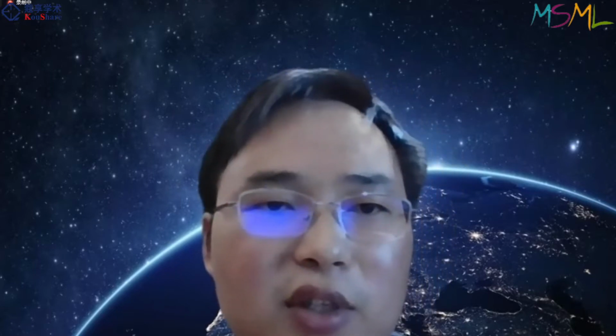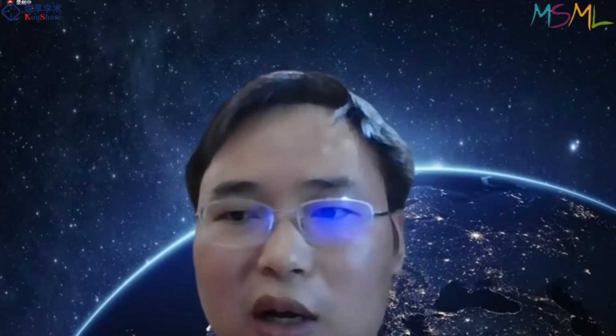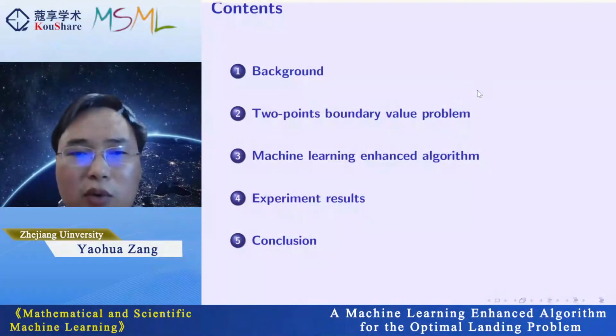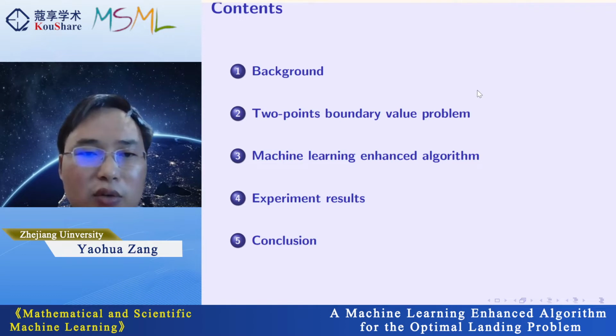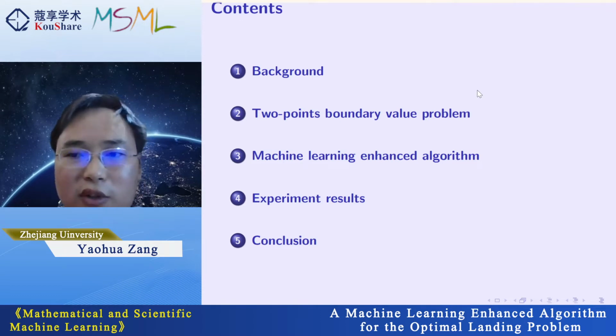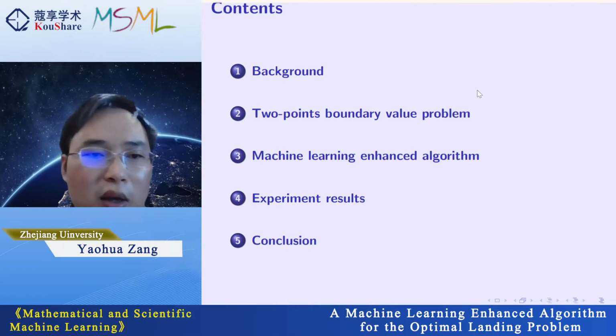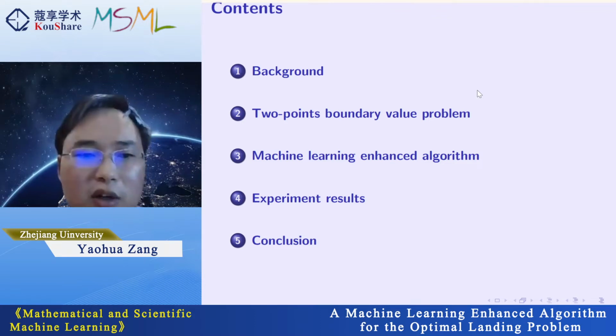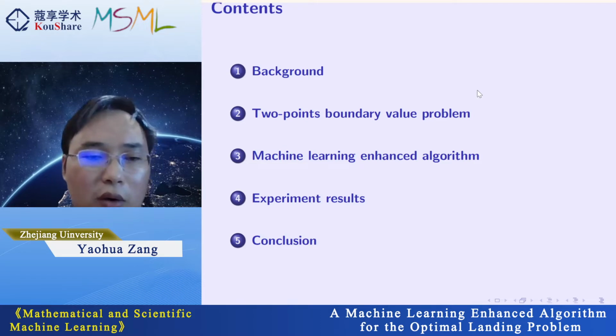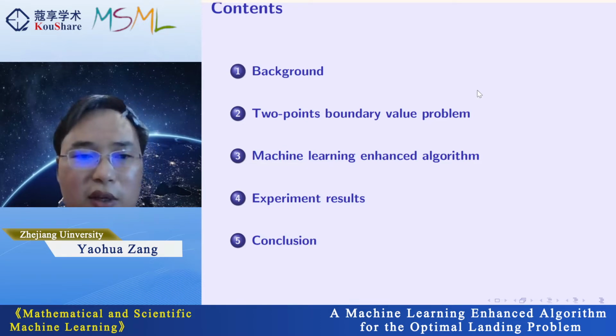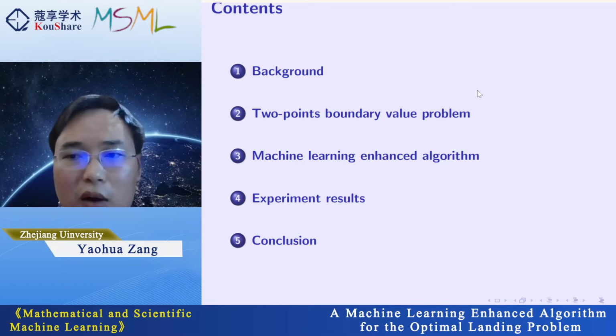This is the content of this talk. This talk includes 5 parts. The first part is the background of the talk, where we will introduce the optimal landing problem. In the second part, I will introduce the 2-point boundary value problems for the optimal landing problem. In the third part, I will introduce the proposed machine learning enhanced algorithms for solving the 2-point boundary value problems from the second part. We will also introduce some experiment results in the fourth part. Finally, I will make a conclusion of today's talk.